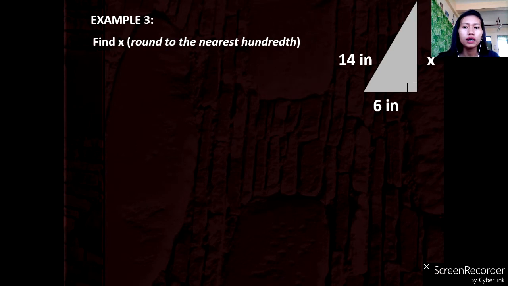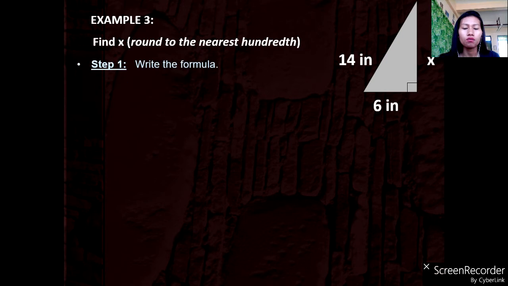Okay, so for number 3, let us have this. Find x and round to the nearest hundredth. So given 14 inches, 6 inches, and the missing side. So what do you think is the missing side here? Is it the legs, one of the legs, or the hypotenuse? So that is one of the legs because the hypotenuse is given. So kung dun sa example 1 to 2 natin, yung hinanap natin is the hypotenuse, the value ng hypotenuse. Dito naman, try natin hanapin yung value ng isang leg.